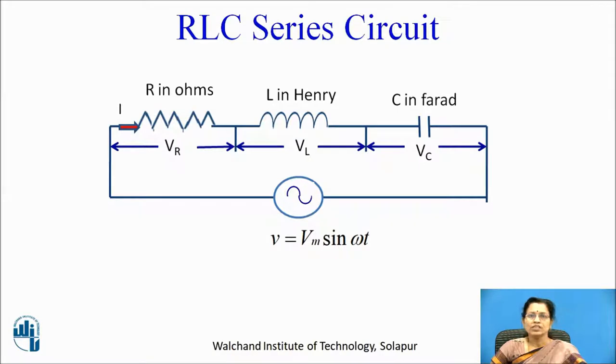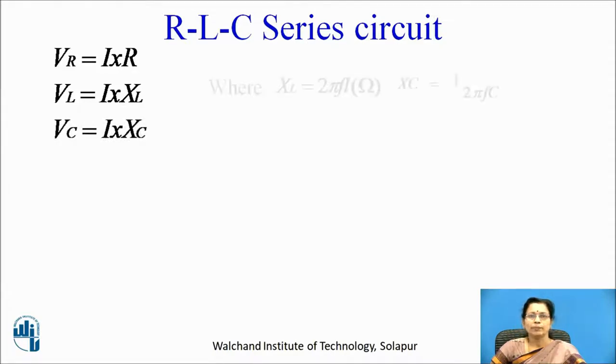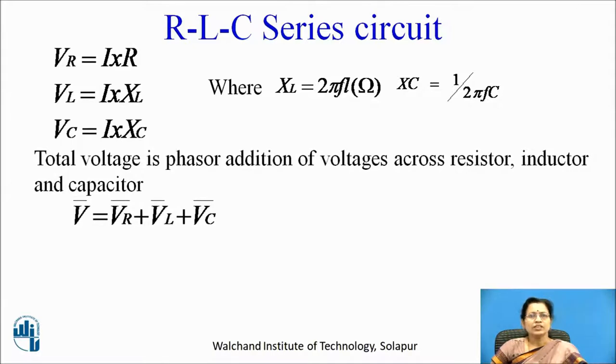V is the total voltage, given by Vm sin omega t, that is the AC voltage connected across the series combination. So we can write down VR equal to I into R, VL equal to I into XL, and VC equal to I into XC, where XL equal to 2 pi FL and XC equal to 1 upon 2 pi FC, both are measured in terms of ohms. So total voltage is the phasor addition of voltage across resistor, inductor and capacitor. So we can add VR, VL, VC as a vector, because all those three voltages are not in phase.